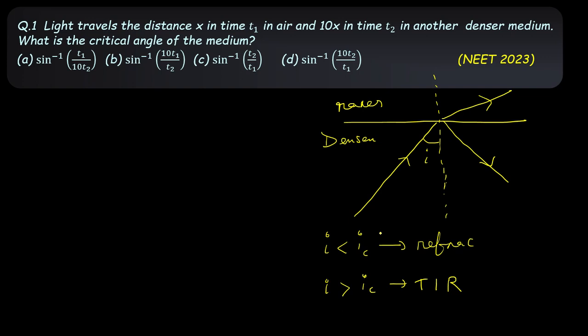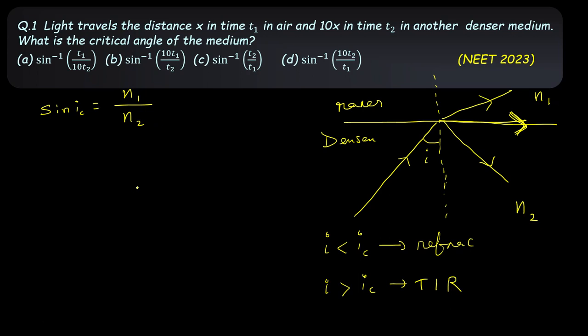What is this critical angle? This critical angle is the angle of incident for which the ray of light will go parallel along the interface. At that condition, the angle of refraction is taken to be 90 degrees. By applying Snell's law, sine of the critical angle is equal to N1 divided by N2. Remember, N2 is the refractive index of the denser medium and N1 is the refractive index of the rarer medium. Normally the rarer medium is taken to be 1 if it is not mentioned. Here it is not the case.